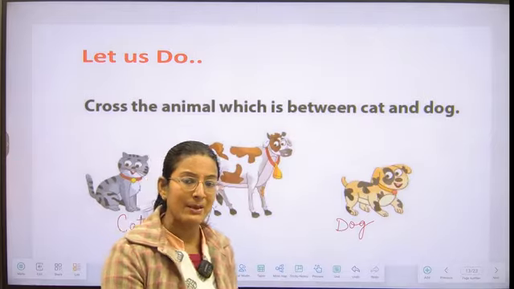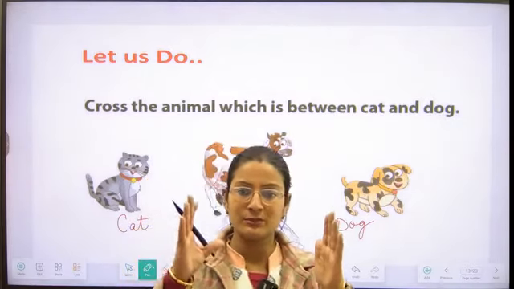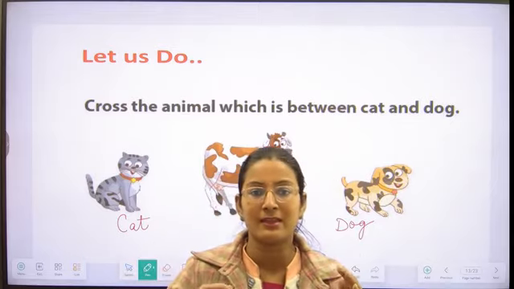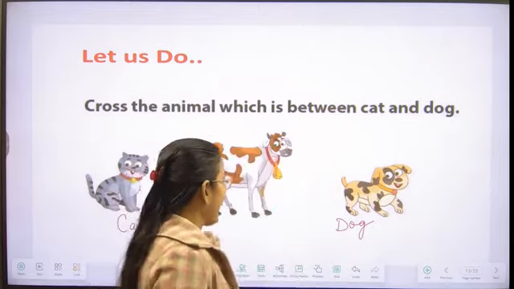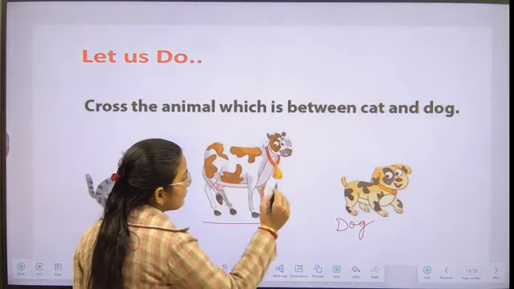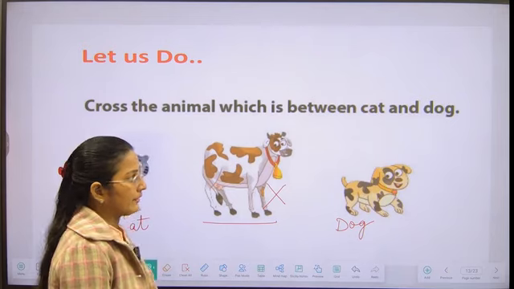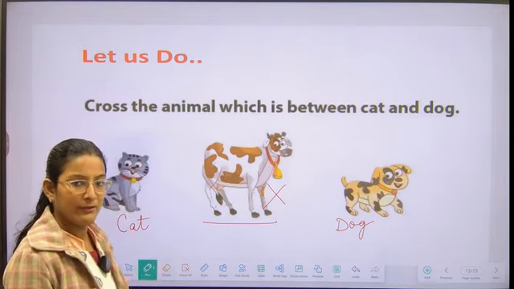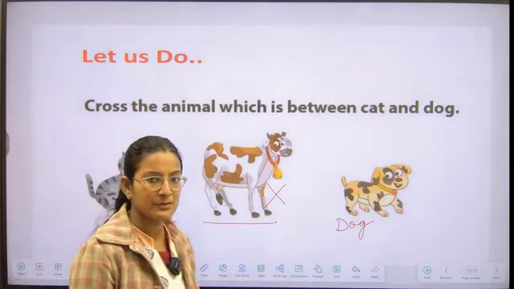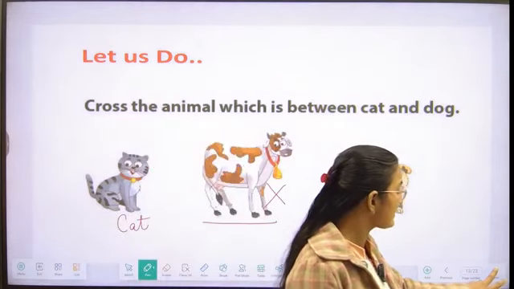Between वर्ड का मतलब मैम ने क्या बताया था आप लोगों को? जो ऑब्जेक्ट कोई भी दो चीजों के बीच में होता है. तो बिटवीन में कैट और डॉग के बीच में कौन सा एनिमल है? This cow. So we have to cross this animal. ओके, everyone did this exercise in their books? Very nice. Now we are going to our next exercise.